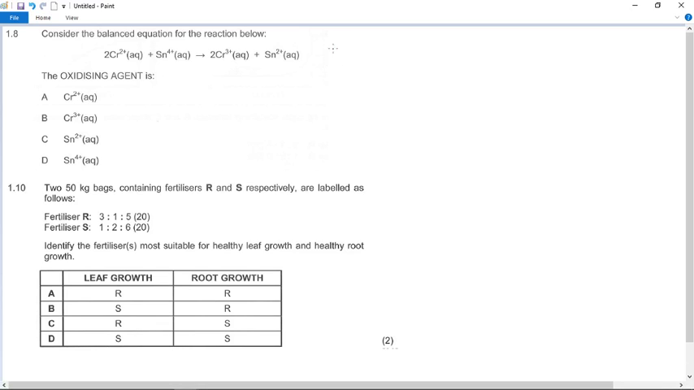Consider the balanced equation, we're on 1.8. Consider the balanced equation for the reaction below: 2Cr2+ plus Sn4+ goes to 2Cr3+ plus Sn2+. The oxidizing agent is... So now my trusty OIL RIG, RED CAT. Any redox must be done with this.